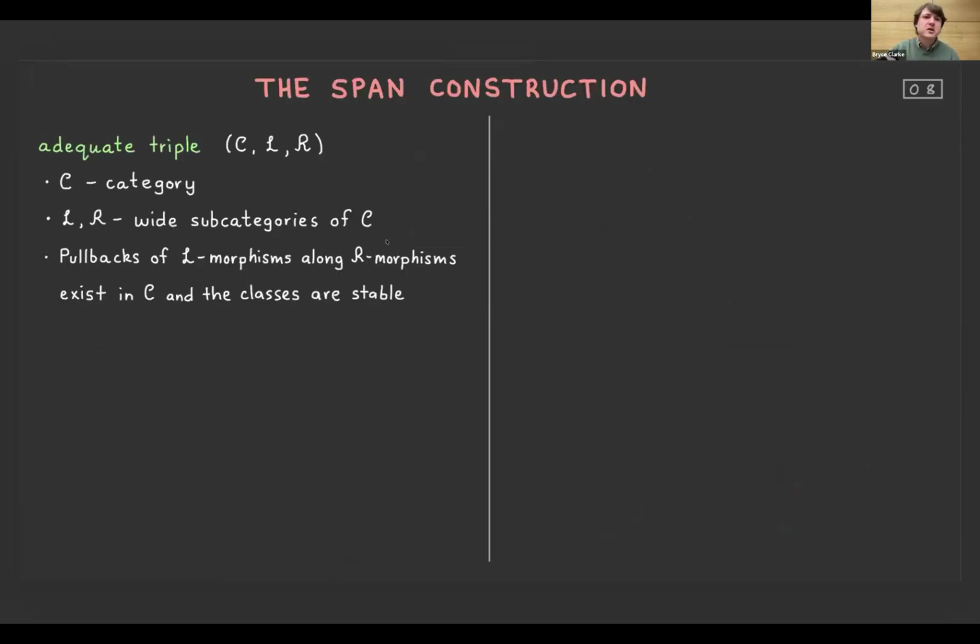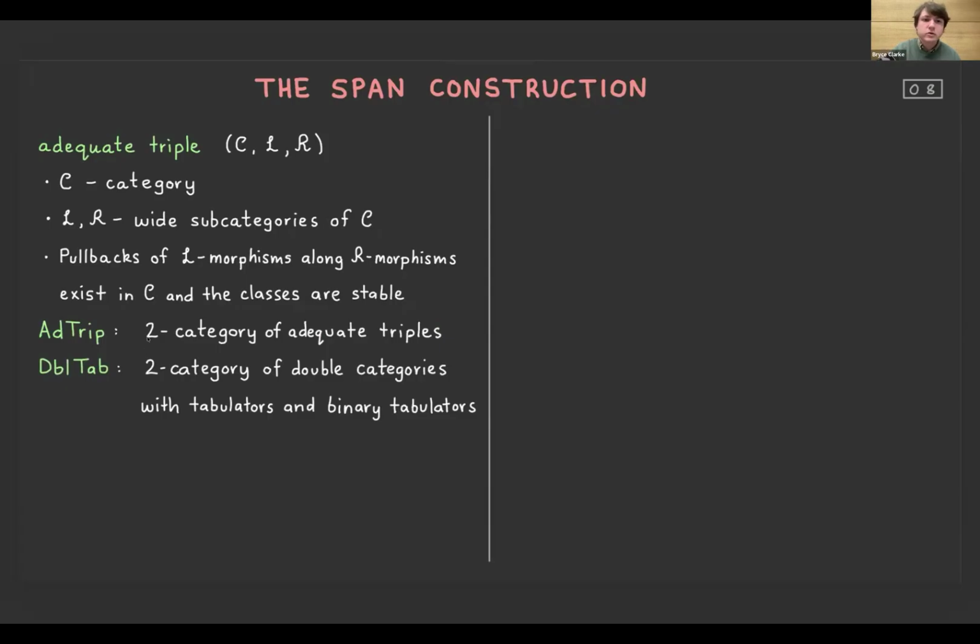Well, how I want to tie this together is, first of all, with this span construction idea. And so just to introduce some terminology, an adequate triple is just a fancy way of saying a category together with a pair of wide subcategories, L and R, such that we have pullbacks of the L morphisms along R morphisms, and these pullbacks are stable. Okay, so if we pull back an R morphism, it again lies in the class R and so on.